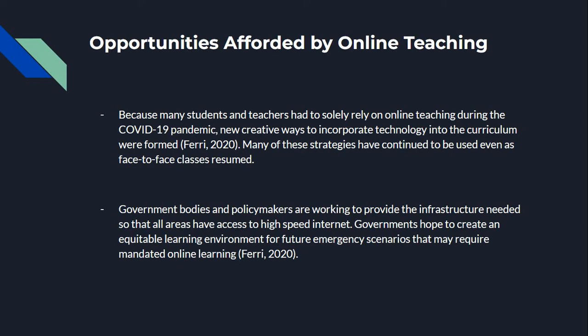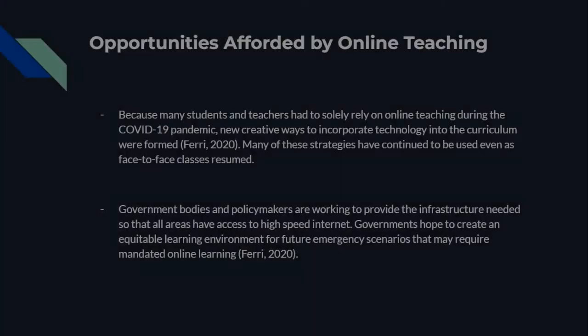Government bodies and policymakers are working to provide the infrastructure needed so that all areas have access to high-speed internet. Governments hope to create an equitable learning environment for future emergency scenarios that may require mandated online learning.